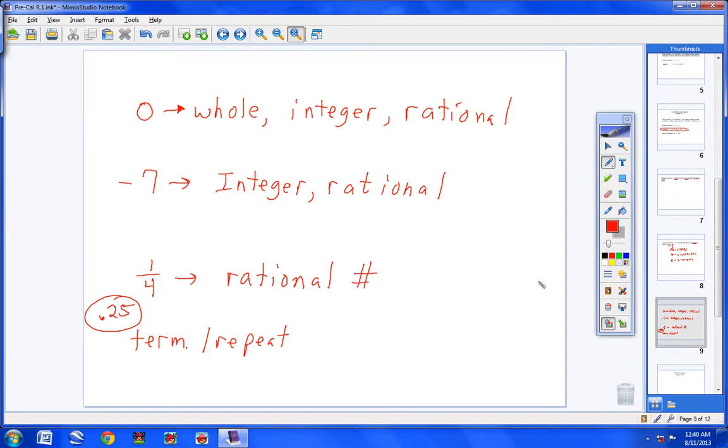Okay? Now, let me draw a little line here. I know it's a little sloppy. I don't have the best handwriting in the world.